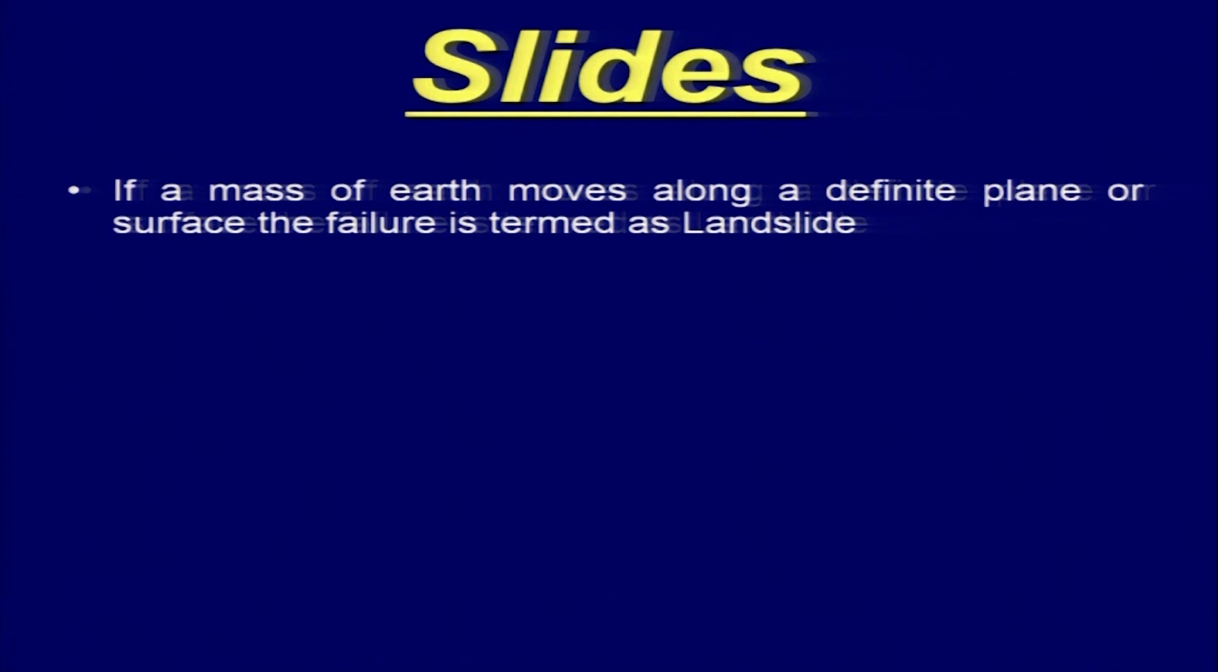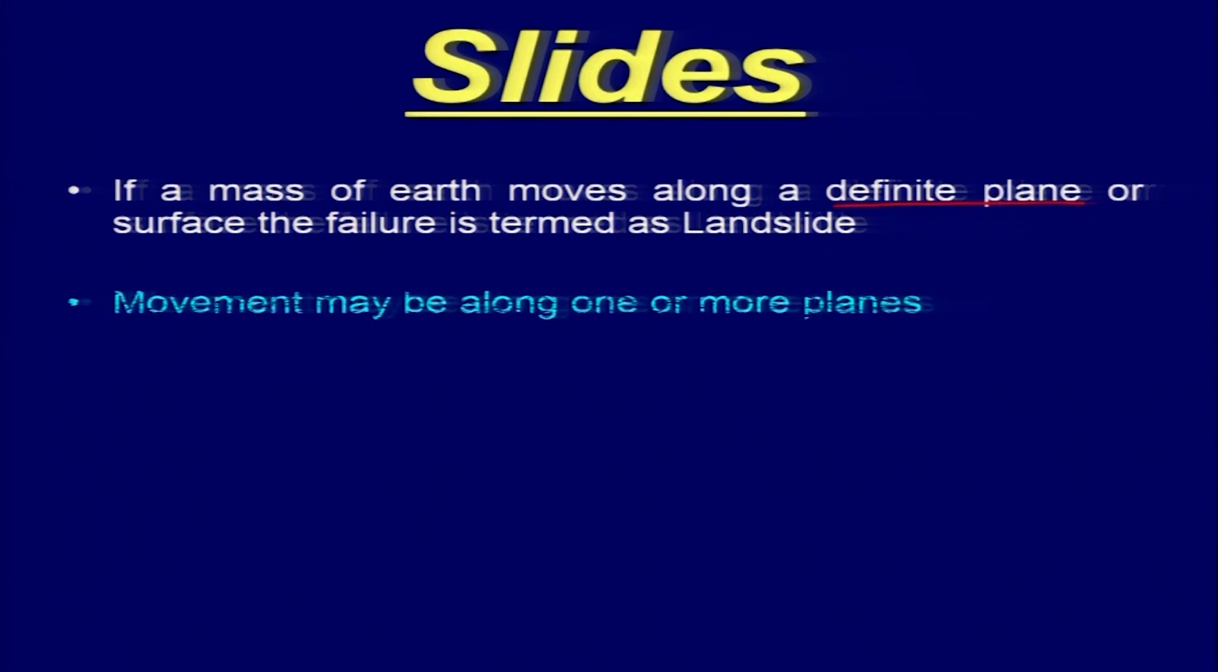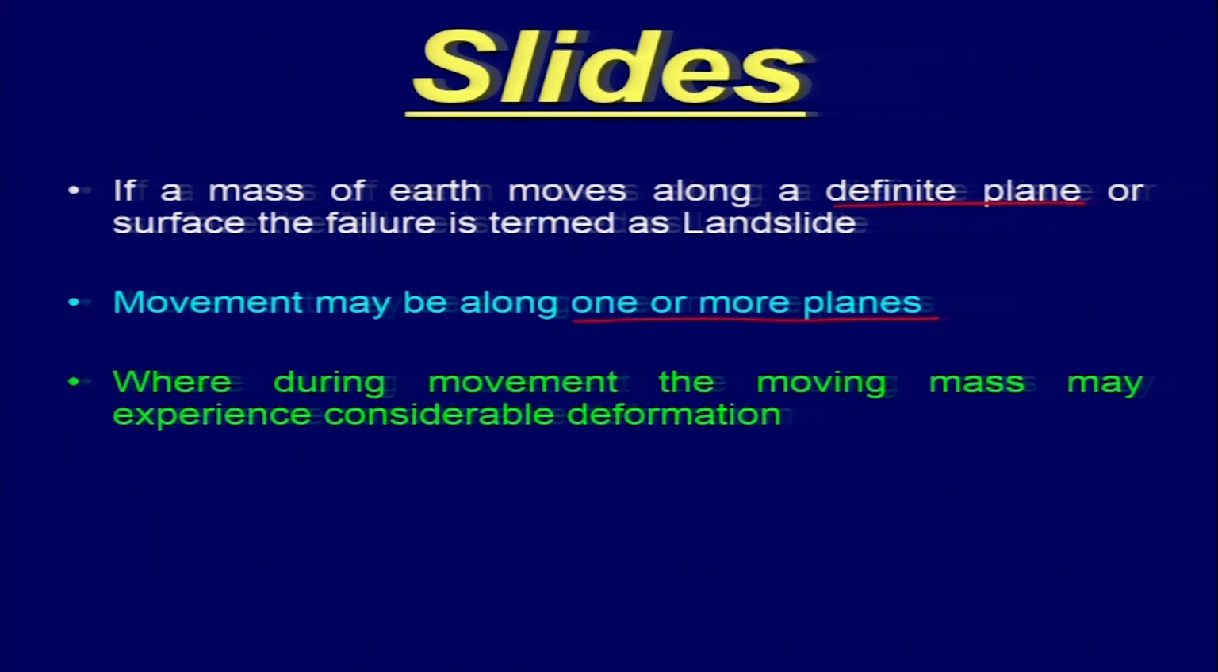mainly occur with a definite plane or failure surface along which it slips, and this is termed as landslide. So, this part is important. The earth mass will move along a definite plane or a definite surface. Movement may be along one or more planes, that is multiple planes, where during movement the moving mass may experience considerable deformation. So, when the material is sliding down, it may be deformed.